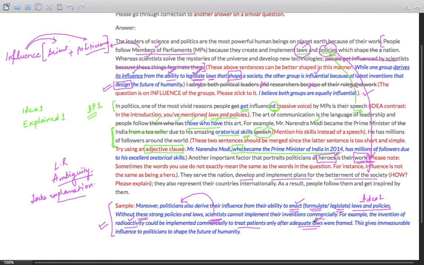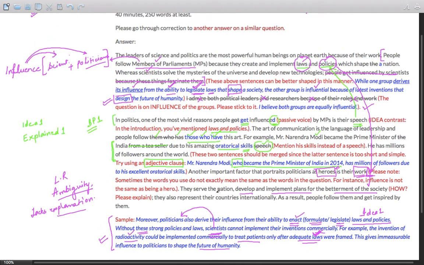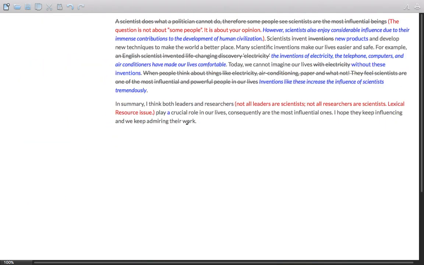However, laws were more important than science. This gives immeasurable influence to politicians to shape the future of humanity. So, if you have any question regarding this, I think I have explained it amply. If you have still any other issue, please let me know and we will discuss it. Now, let us come to body paragraph 2.